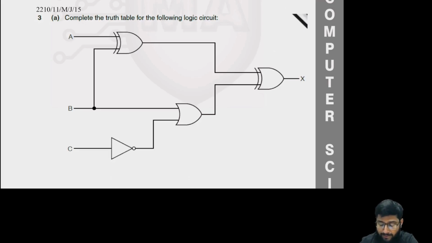Now you have been provided with a logic circuit that has multiple gates. Now what are the gates? The first gate that is implemented over here is an XOR gate. It's an OR gate. It's a NOT gate. And finally again it's an XOR. Now what I need to do is complete the truth table.